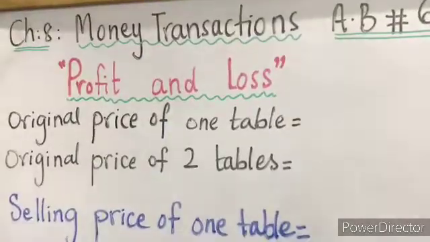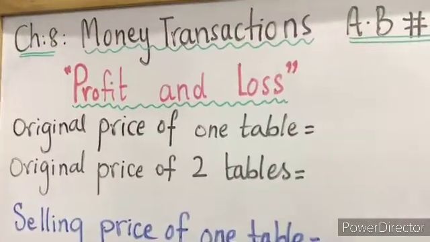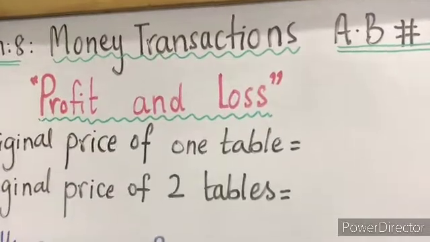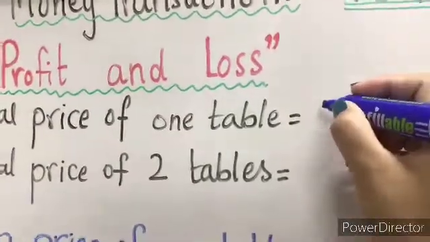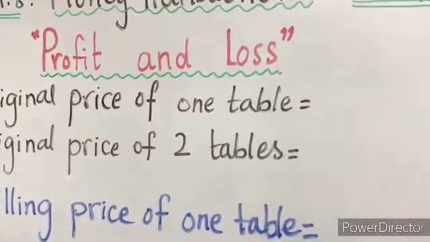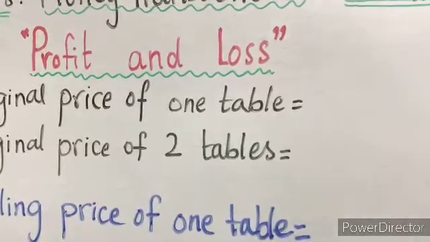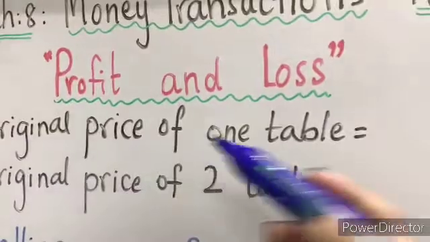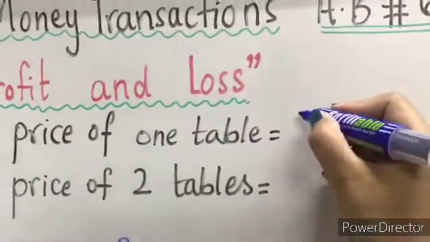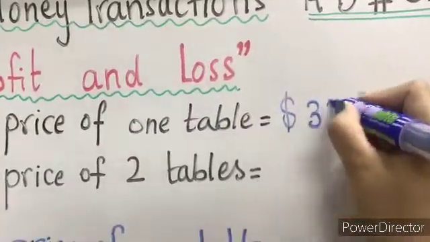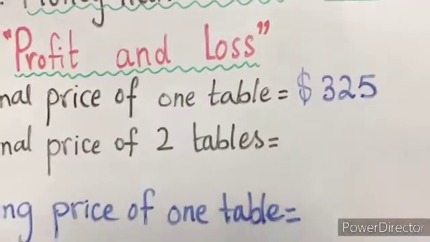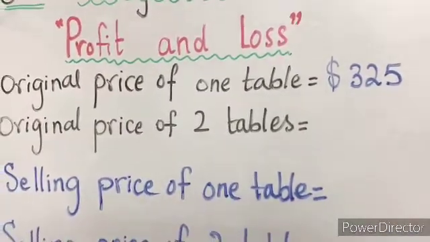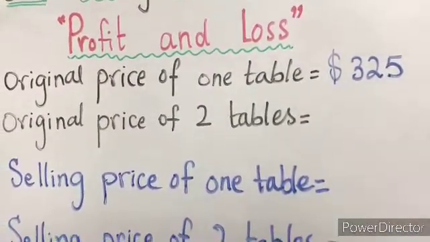So as we know, the original price of one table was $325. Remember? So what we will do? We will simply write, original price of one table is $325. Now we know that in the question we read that they are going to sell 2 tables.